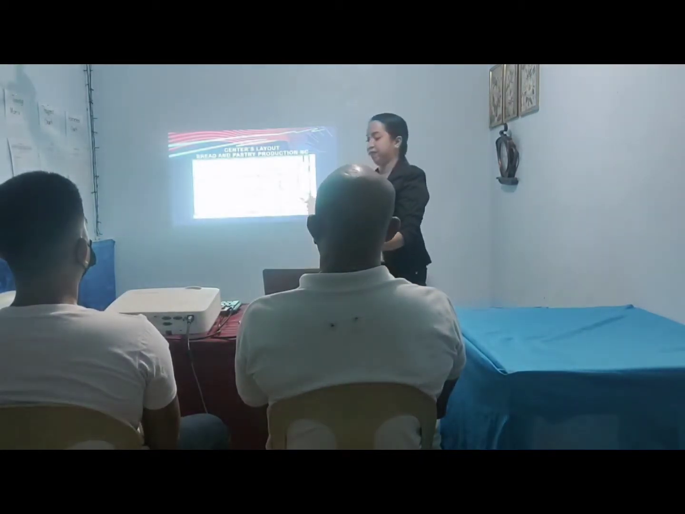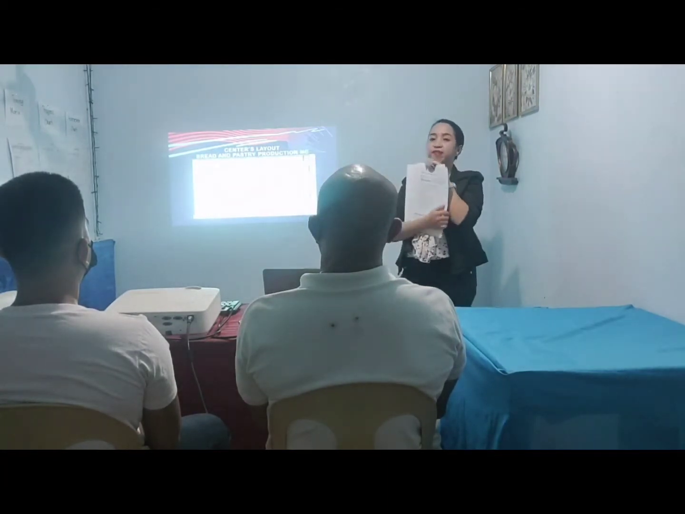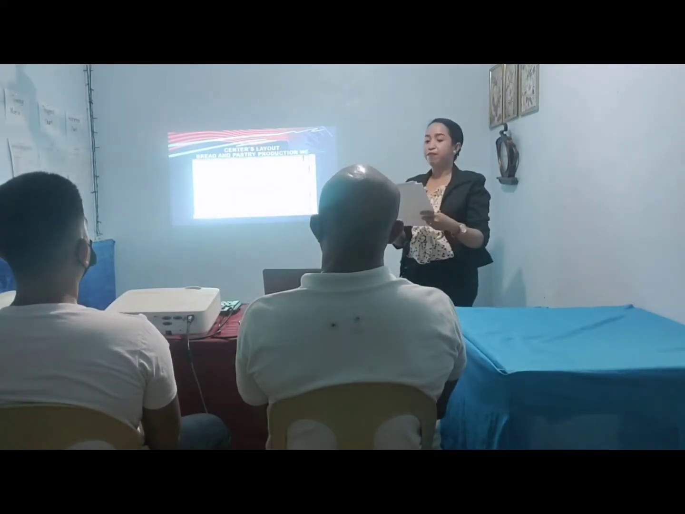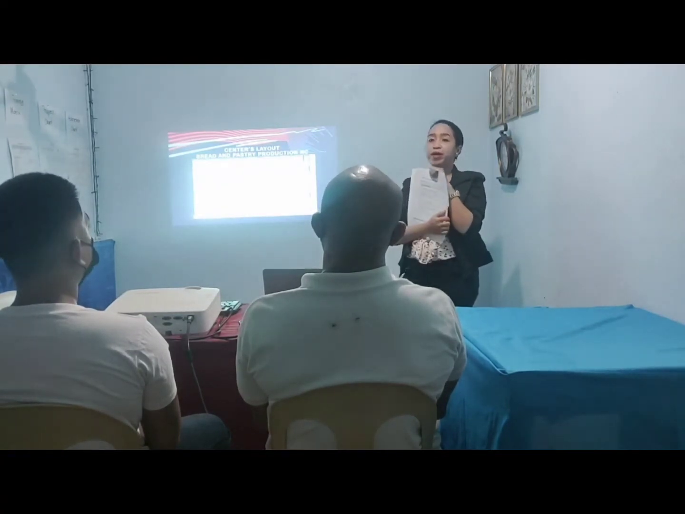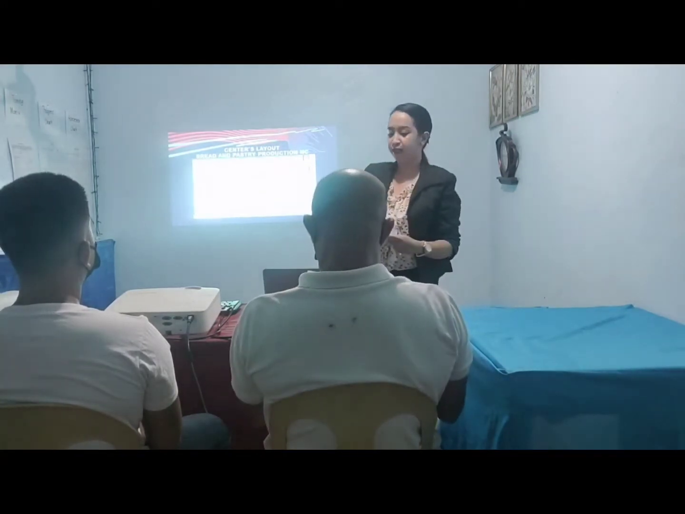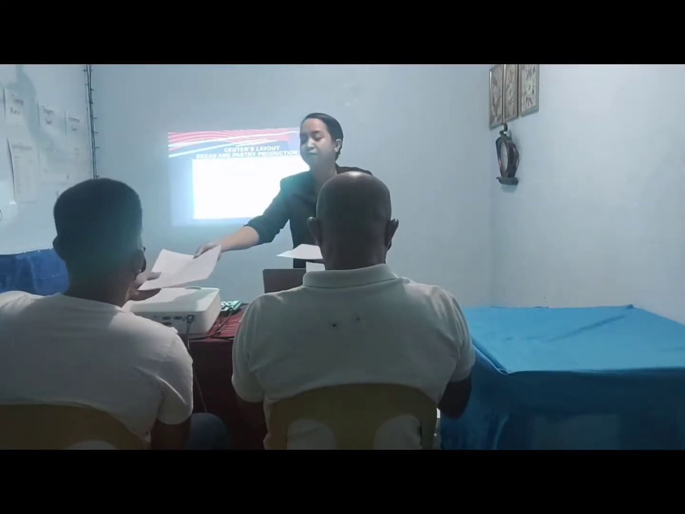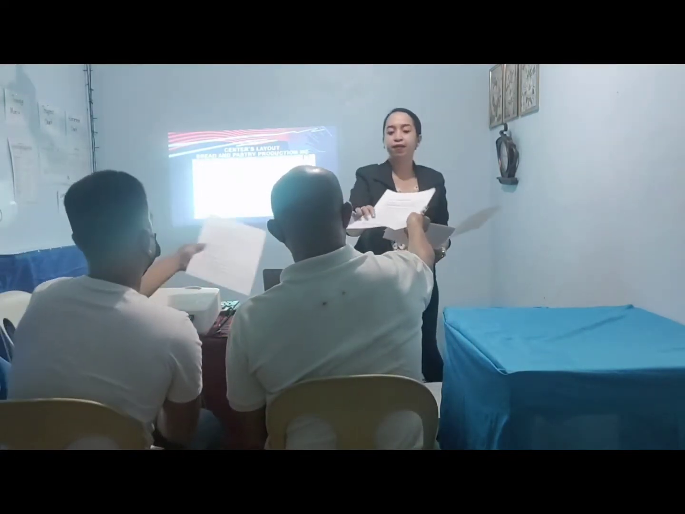Alright, so this time, I will let you answer the self-assessment checklist. So, self-assessment checklist consists of competencies required in this qualification. So, this will help me to determine your acquired competencies and to identify your training needs and your training gaps. So please answer the self-assessment checklist. Please read the instructions carefully. Are you done? May I have your paper, please? Thank you.